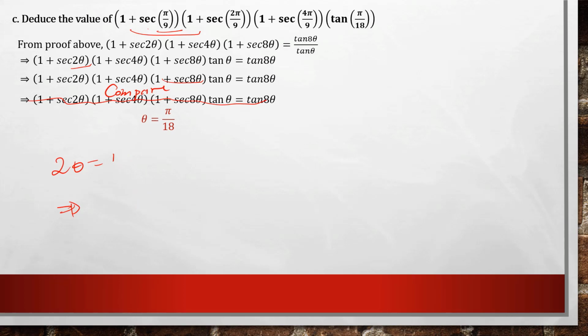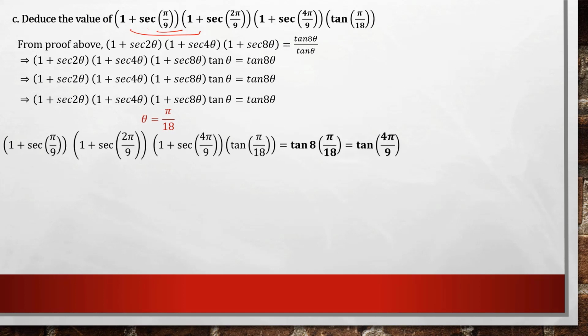Now we could also compare otherwise. What's the meaning of comparing otherwise? We could use just tan theta, strictly the same. You compare this entry and this entry, so we deduce that theta is equal to pi on 18. Now since theta is equal to pi on 18, we get that the statement 1 plus sec pi on 9 and so on will simply be equal to the tangent of it, since all of this is just like what we have here.